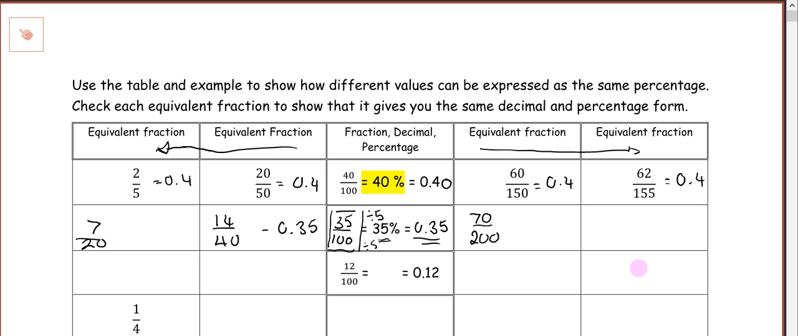Now just to show you what I did for this one, does anyone spot what I did here? I didn't double it. 62 from 155. I did this one. So this one is double, but this one's a little bit different. But I did do something. Pete, what do you notice?